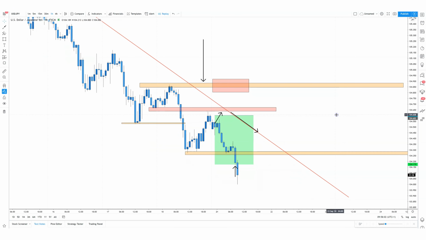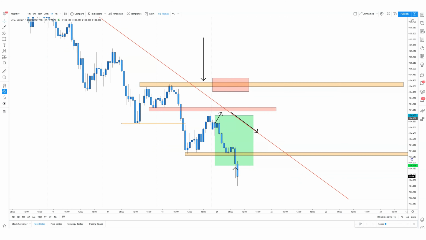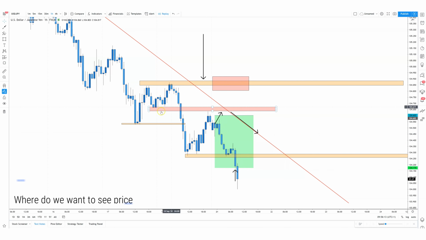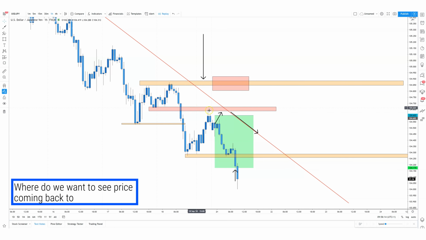So, USD JPY yesterday, we looked at this, right? We said trend is down, follow the trend. We already drew in our trend line, our brick wall, and as long as price stays below this, then guess what? We're good to go. Now, we said, where do we want to see price coming back to? Well, we said we want to see price coming back to in and around these levels here.